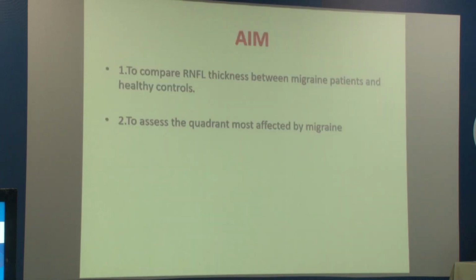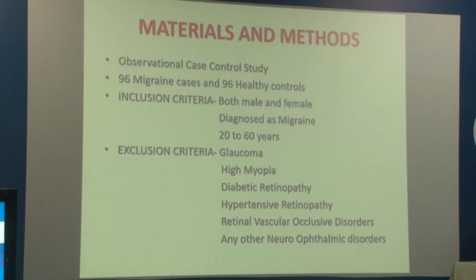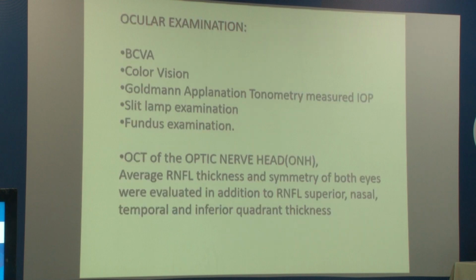The aim of our study was to compare the RNFL thickness between the migraine patients and healthy controls and to assess the quadrant which is most affected by migraine. It was an observational case control study in which we included 96 migraine cases and 96 healthy controls. Both male and female who were diagnosed as migraine in the age group of 20 to 60 years were included in the study. Patients with glaucoma, high myopia, diabetic retinopathy, hypertensive retinopathy, retinal vascular occlusive disorders, and any other neuroophthalmic disorders were excluded from the study.